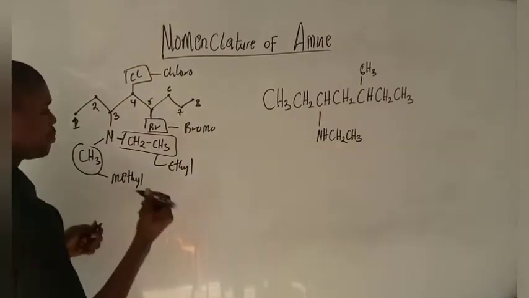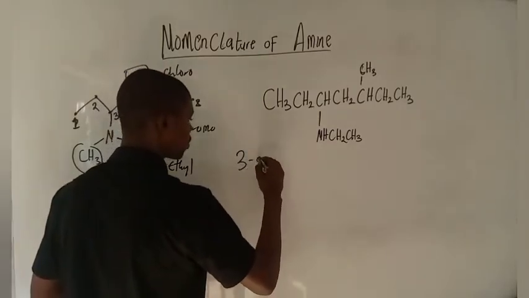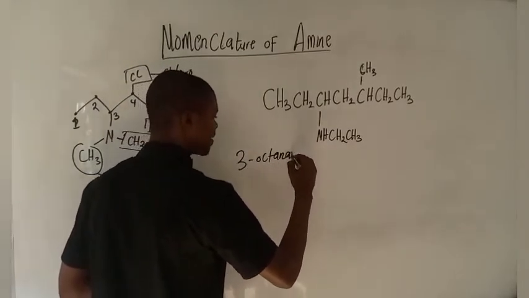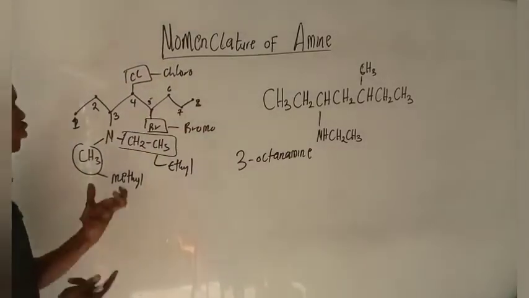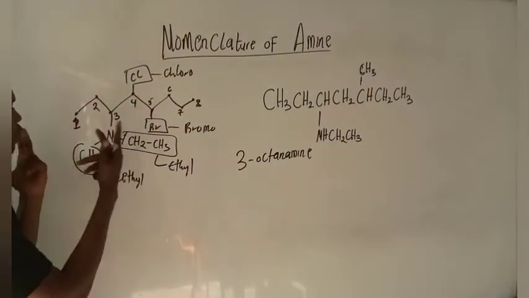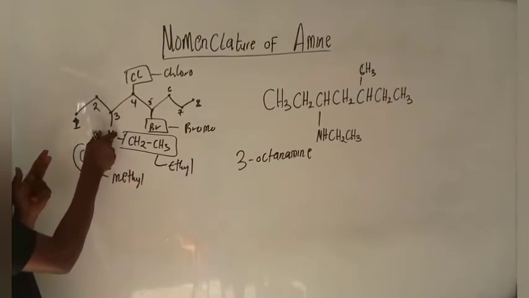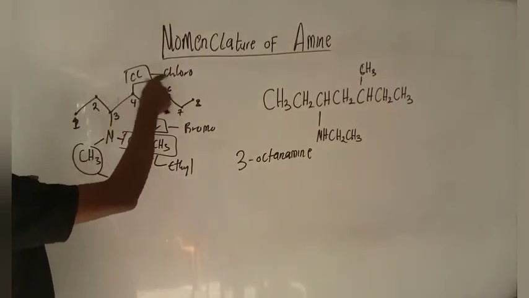3-octanamine. Do you get that? So parent chain 3-octanamine. You get. But we have different substituents. We have 4 substituents here. 2 are attached to the nitrogen. 2 are attached to the parent chain.